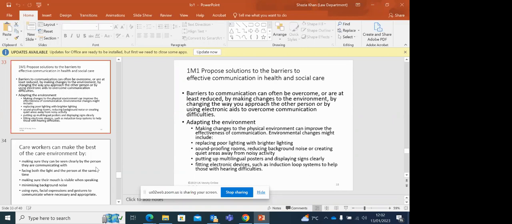Environmental changes may include replacing poor lighting with brighter lighting, soundproofing rooms, reducing background noise, or creating quiet areas, putting up multilingual posters and displaying signs clearly, and fitting electronic devices such as induction loop systems to help those with hearing difficulties.